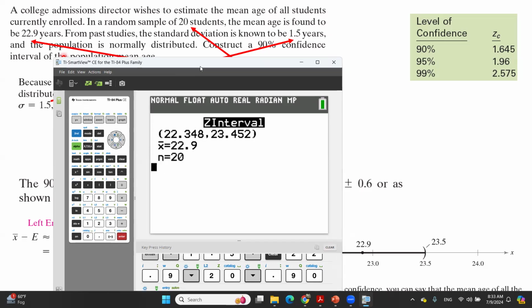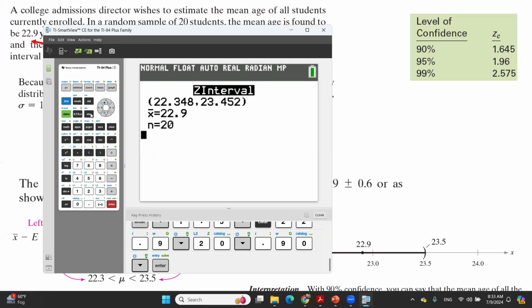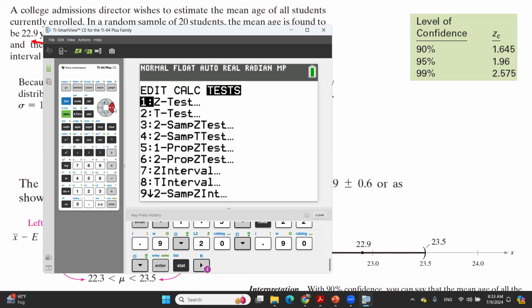As you can see, the confidence interval is 22.348, which is 22.3, and 23.45, which is 23.5 if you use approximation. So basically, the calculator calculates everything very fast and easy for you. Let me show you again. So you need to go to Stat, then use the arrow key to go to Tests, not the Z test, the Z interval. You want to build a confidence interval.